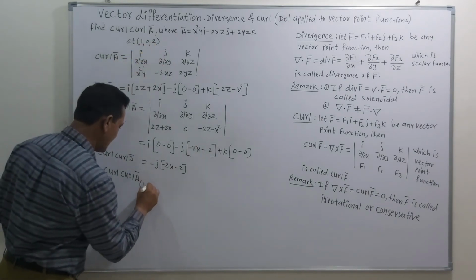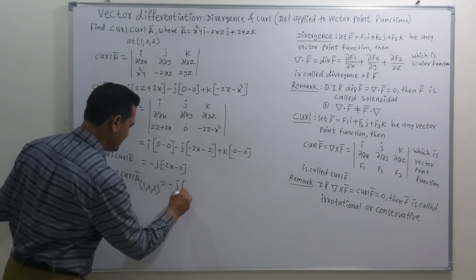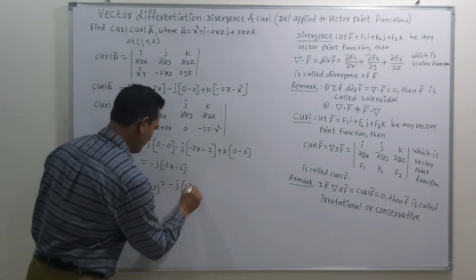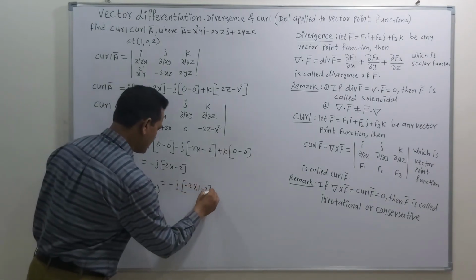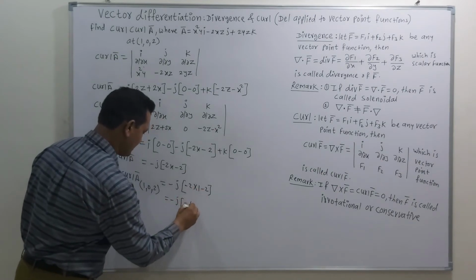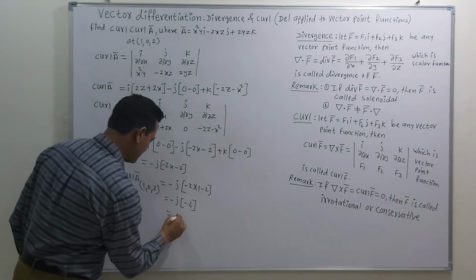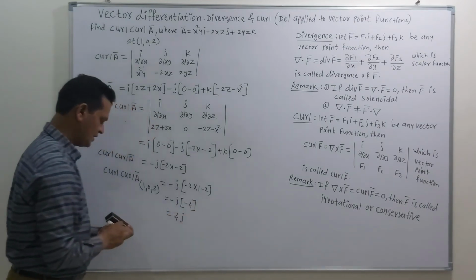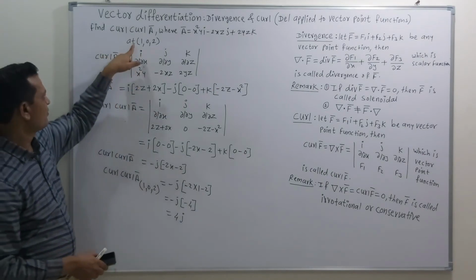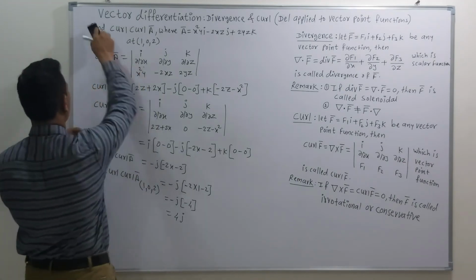So we can write this as (1, 0, 2), and this value is minus j. Now put the value x equals 1, which gives minus 2 into 1 minus 2, so we get minus j into (minus 2 and minus 2, minus 4), so we get 4j. So this is the final answer corresponding to the curl of curl of A bar at the point (1, 0, 2). So now let's take the next example.